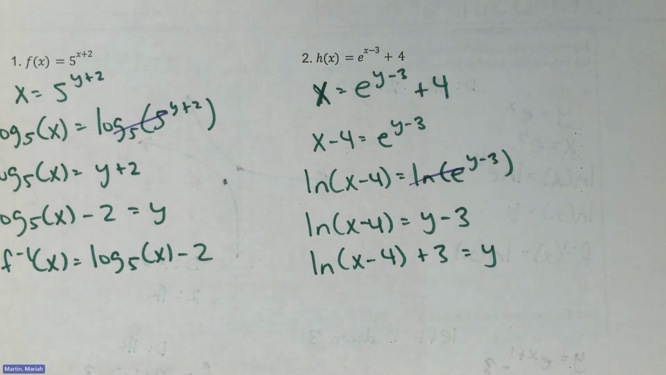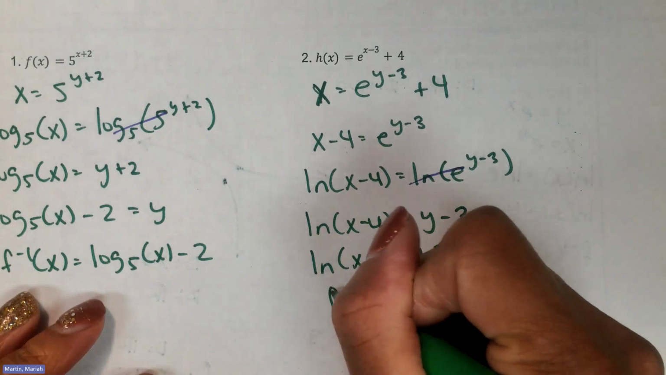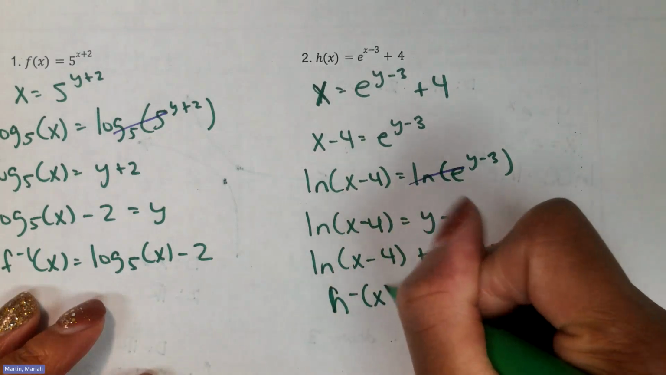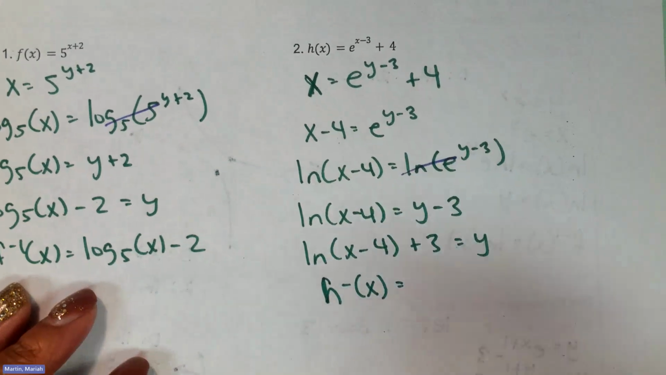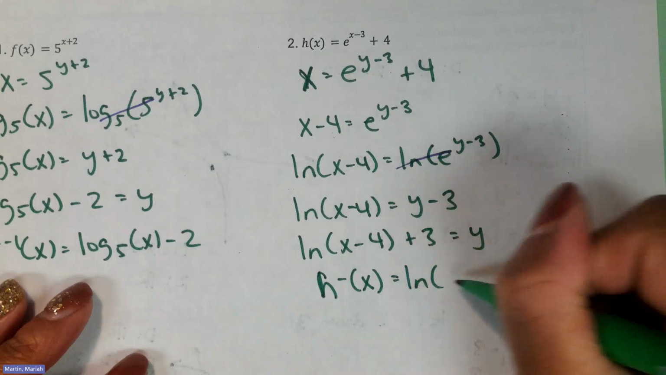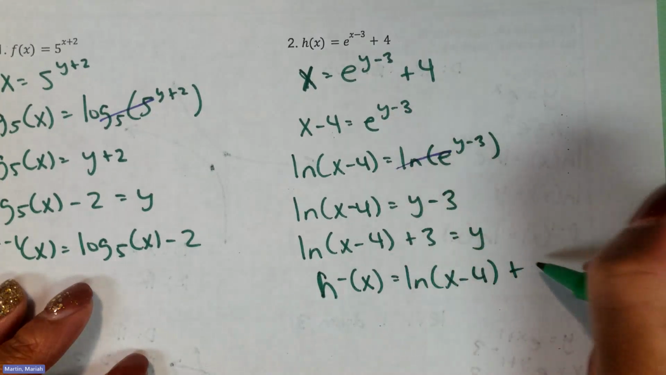A lot of times when you're solving for your inverses, your y's always end up on the right, when normally when we solve for x or in other cases, the y is usually on the left side. So now we can rewrite h inverse of x, pardon my handwriting, equals ln of x minus 4 plus 3.